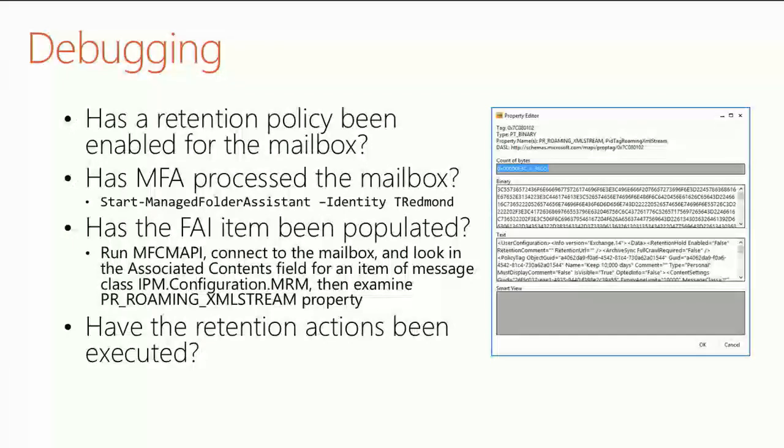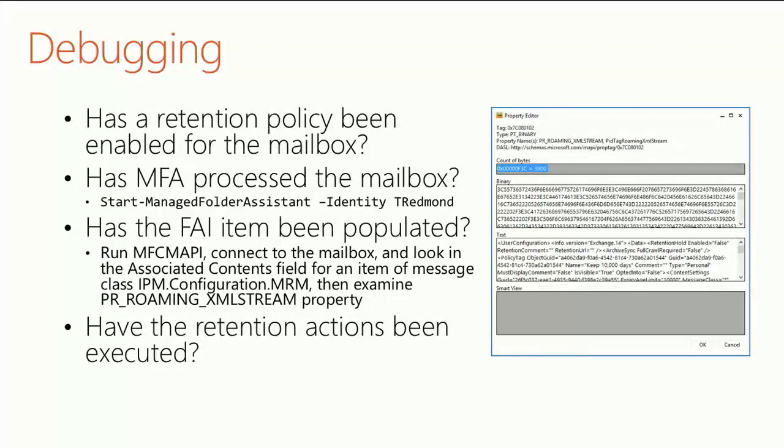Second thing, a little bit of debugging. I've already said that one way of finding out whether a retention period has been applied to a mailbox is just to use Outlook or OWA and see do the tags show up. But I know this is a very technical audience, and you like getting your hands dirty. So one way of doing this is to go and have a look at the FAI item. How would you do that? You'd use MFCMAPI, which is a great tool for finding out behind-the-scenes stuff with Exchange.